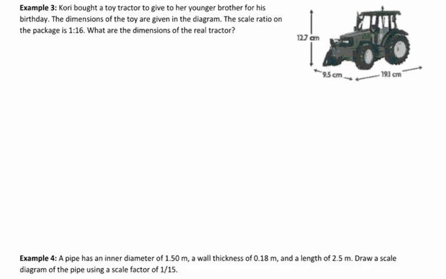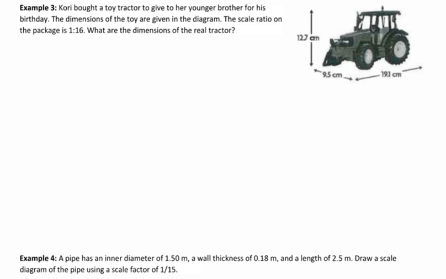Example 3. Corey bought a toy tractor to give to her younger brother for his birthday. The dimensions of the toy are given in the diagram. The scale ratio on this package says it's 1 to 16. What are the dimensions of the real tractor that this little toy tractor is being compared to? So if it's 1 to 16, the smaller number is always going to be the smaller object as well. So for every centimeter on my toy tractor, will be 16 centimeters on the real tractor.